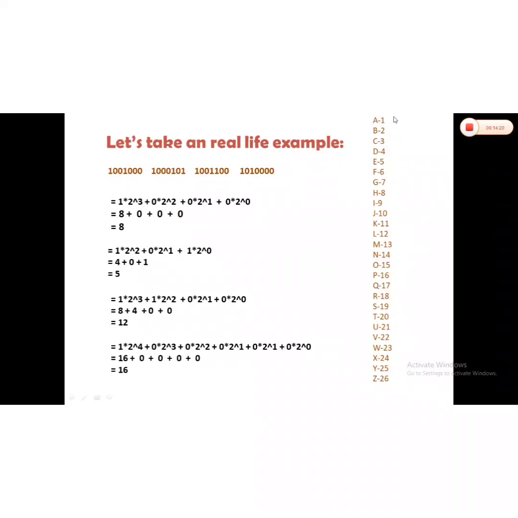Here these are the decimal numbers. I have converted all these binary numbers into decimal, so don't be confused by this. So 8 represents H, 5 represents E, 12 represents L, and 16 represents P. That means our information is HELP. So this is the way to write information in binary in computers, or you can say how the computer stores information in binary.